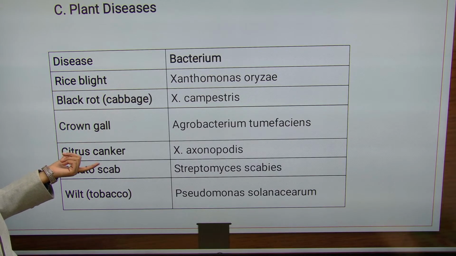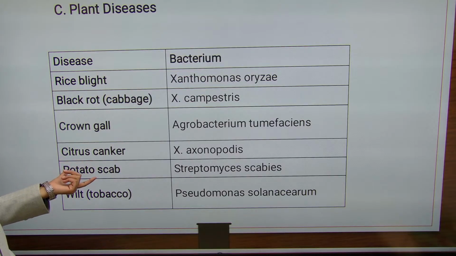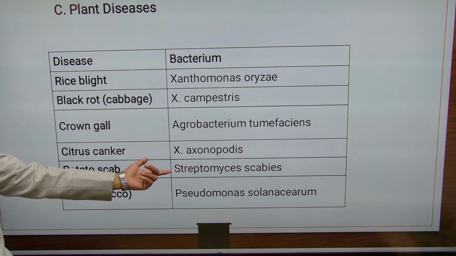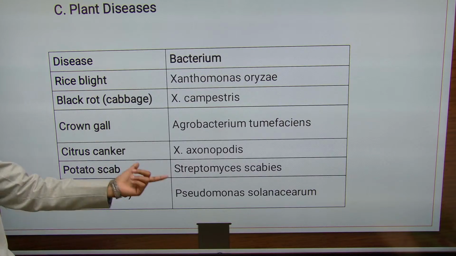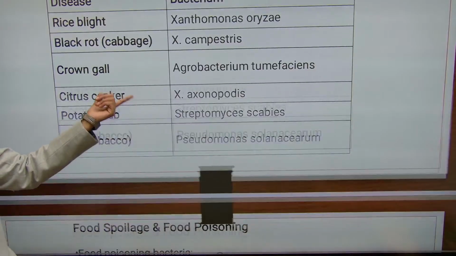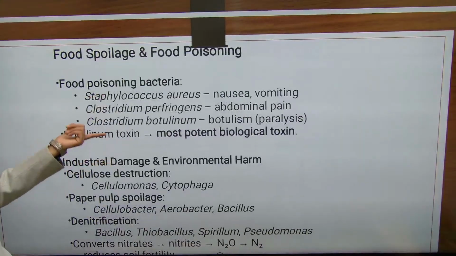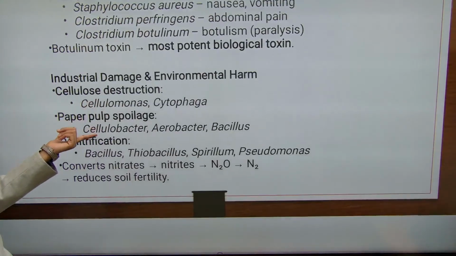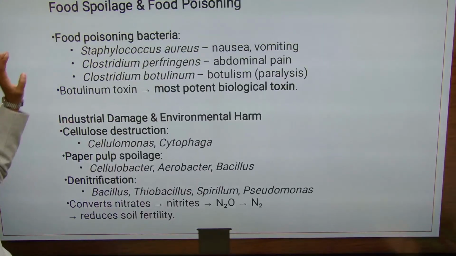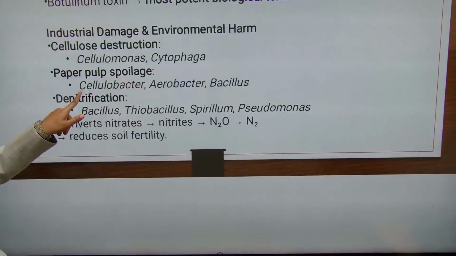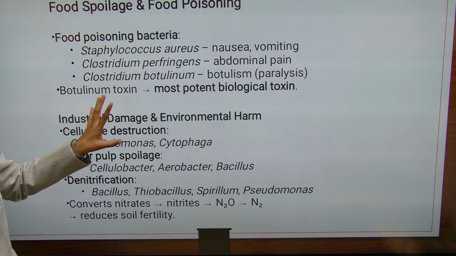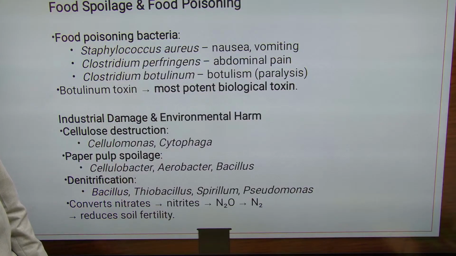Next, plant diseases: rice blight by Xanthomonas oryzae, black rot by Xanthomonas campestris, crown gall by Agrobacterium tumefaciens, citrus canker by Xanthomonas axonopodis, potato scab by Streptomyces scabies, and tobacco wilt disease is caused by Pseudomonas solanacearum. Food spoilage, industrial damage, paper pulp spoilage, all these bacteria, please kindly make a note of it. This is a completely memory based concept. Okay, so with this, economic importance and harmful bacteria both are done.